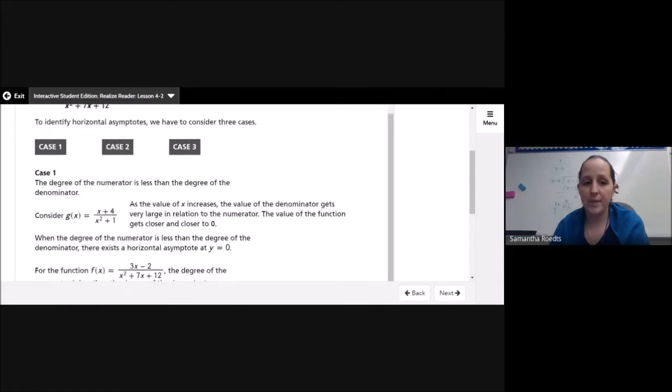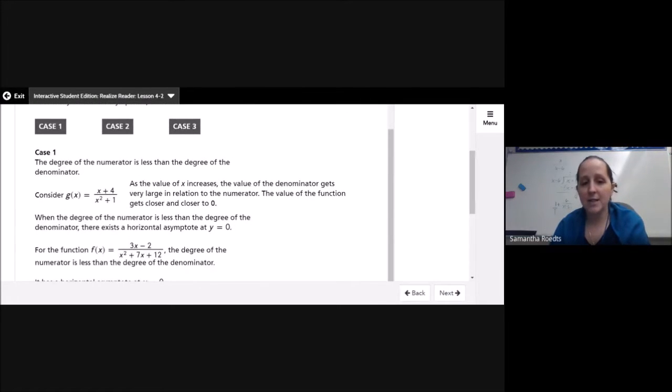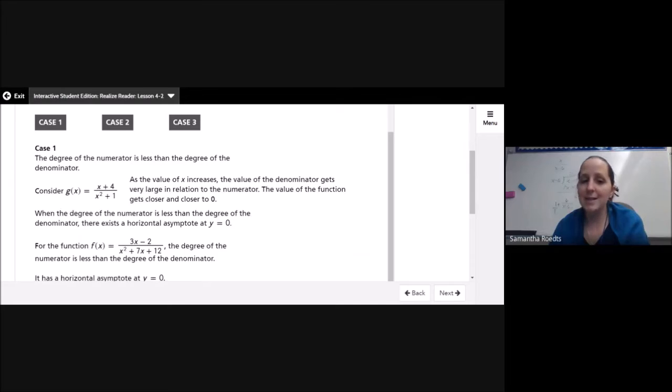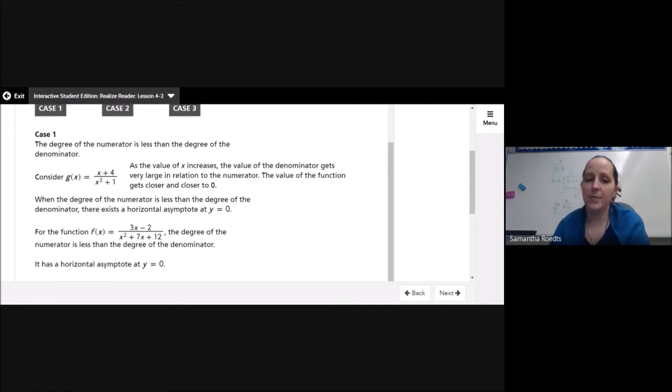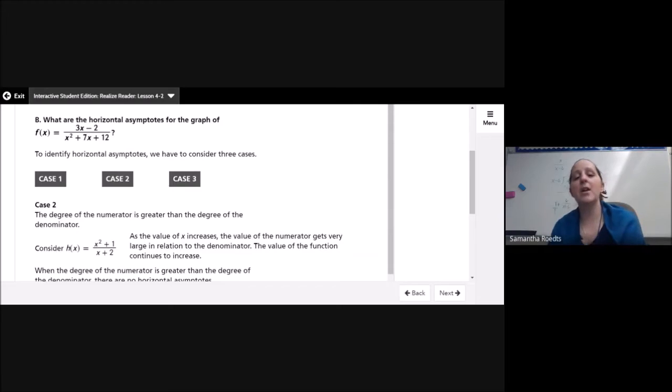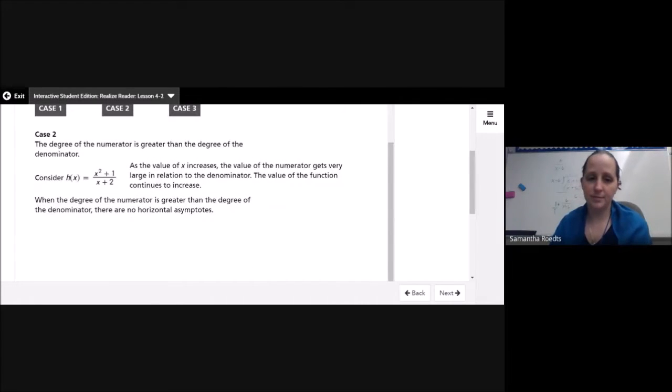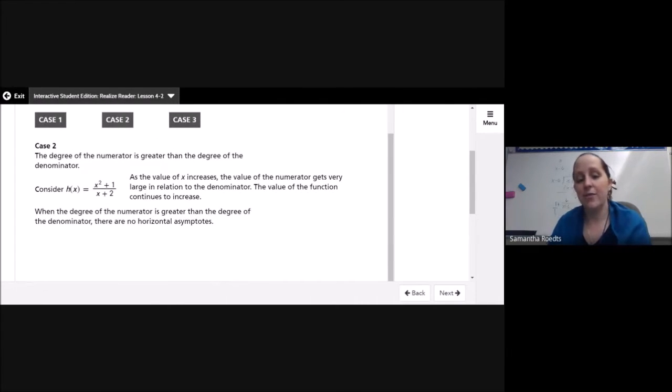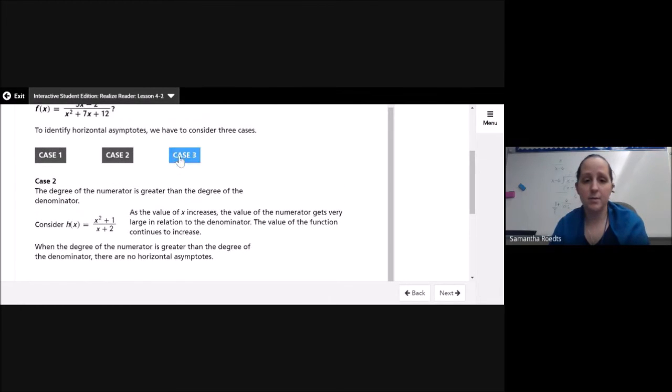When the degree of the numerator is less than the degree of the denominator, there exists a horizontal asymptote at y equals 0. So for the function f of x equals 3x minus 2 over x squared plus 7x plus 12, the degree of the numerator is less than the degree of the denominator. It has a horizontal asymptote of y equals 0. Case 2: if the degree of the numerator is higher than the degree of the denominator, there are no horizontal asymptotes.